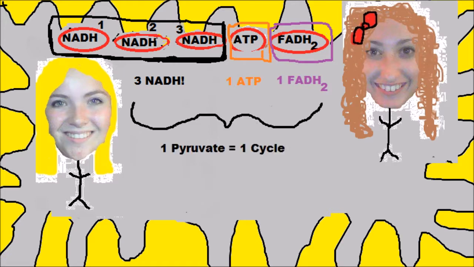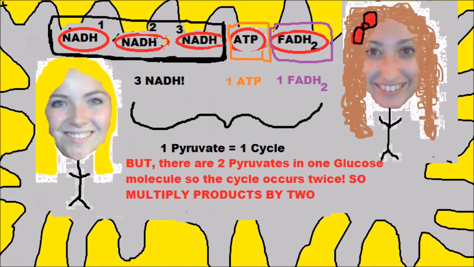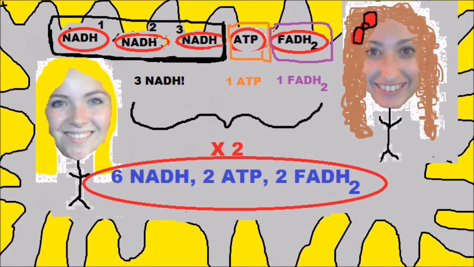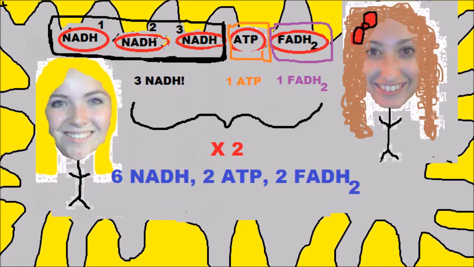But remember, Bryn, that there are 2 pyruvate molecules per glucose molecule, so the cycle occurs twice. Multiply the products by 2, and this will give you the total products of the Kreb cycle, which are 6 NADH, 2 ATP, and 2 FADH2.